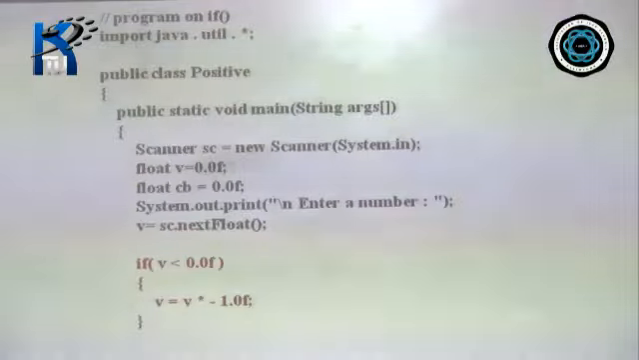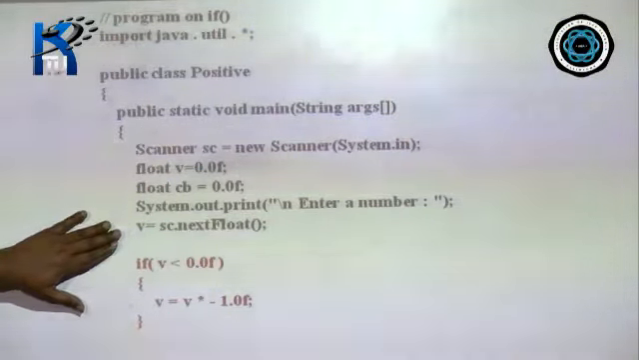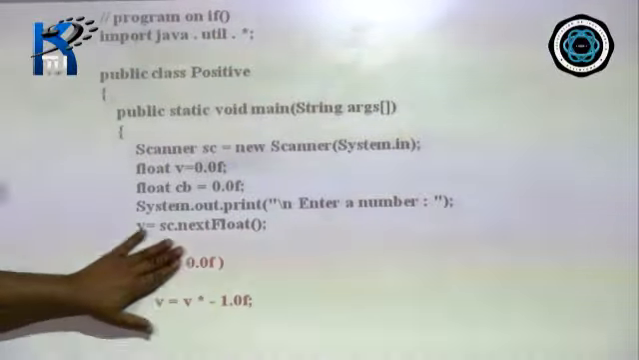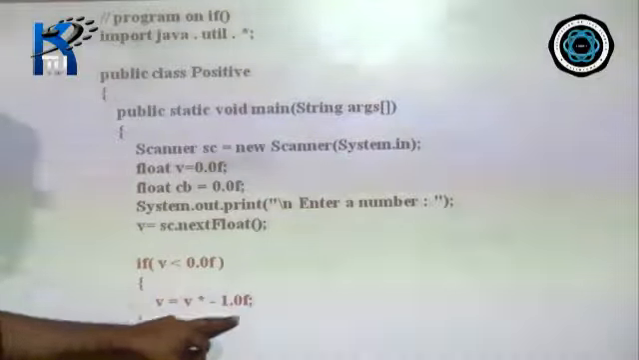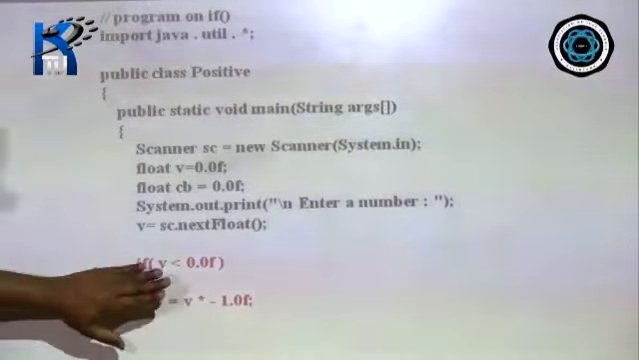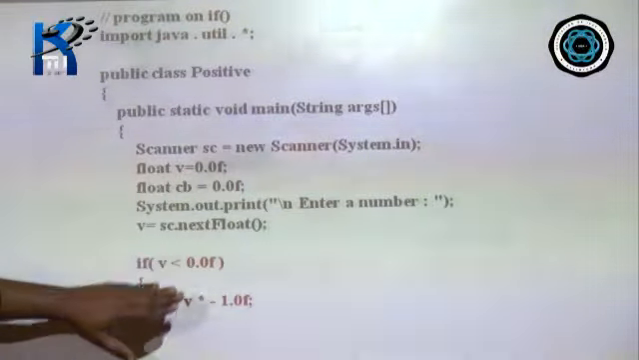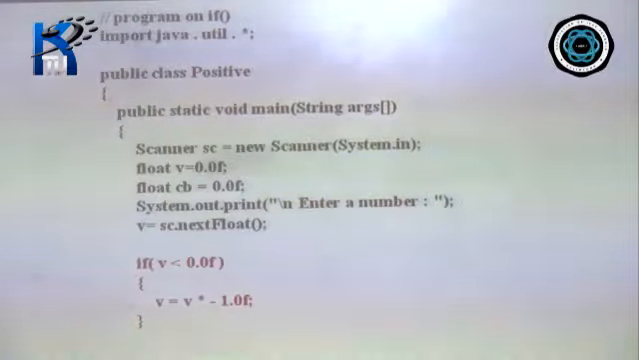Okay? In case the user has given a positive value, in case the value of v is positive, then obviously this portion will not get executed. The condition will be checked, and then this option will be skipped. So we have checked whether the value of v is negative or positive. In case it is negative, we multiply by -1 to make it positive.